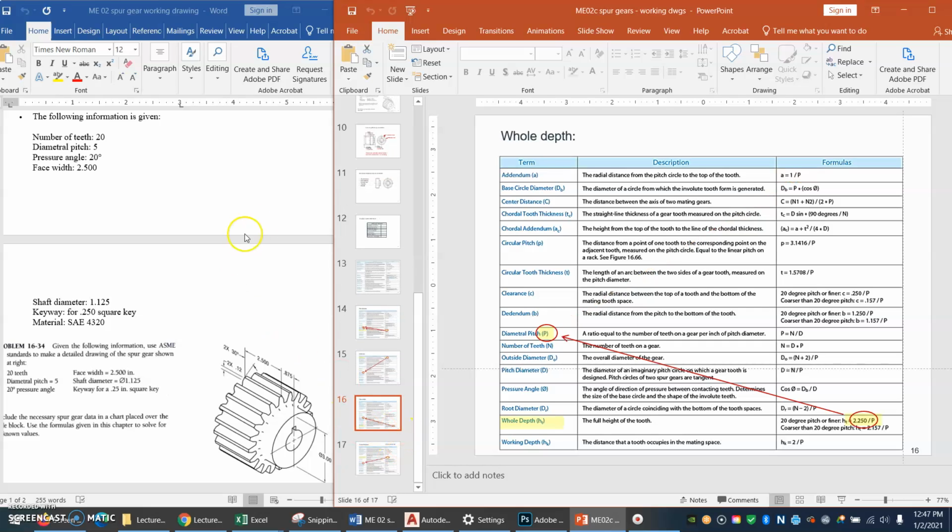What about the hole depth? Does he give us that? No. So here is the formula for the hole depth: 2.25 divided by diametral pitch. So 2.25 divided by 5, that will be your hole depth that you'll enter in your table. And last slide.